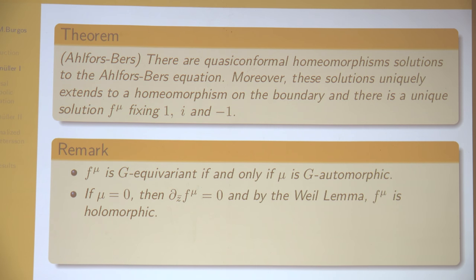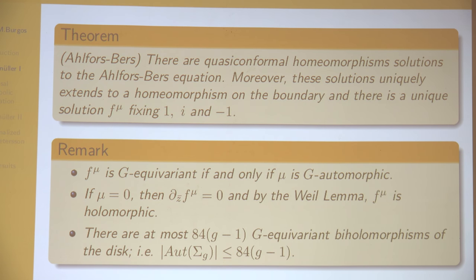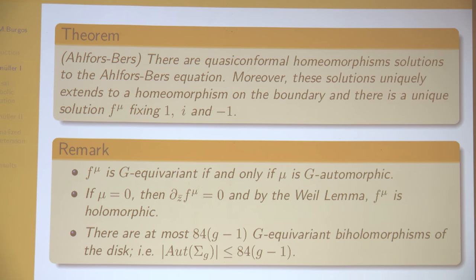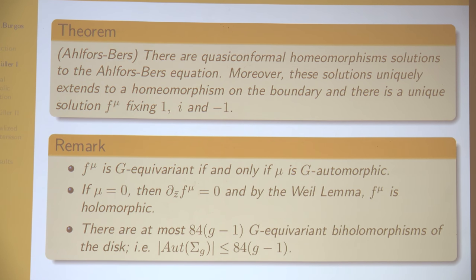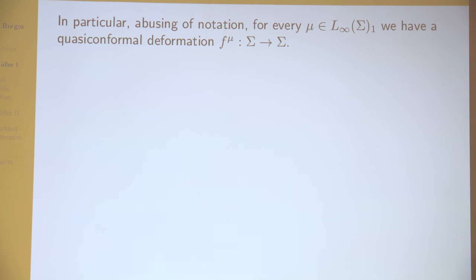If mu equals 0, then we have the Cauchy-Riemann equations in the weak sense. By Weyl's theorem, F is a holomorphic solution in the strong sense. And there are non-trivial automorphisms of the curve, and there are at most 84 times (G minus 1) of them. It's an open problem to know for which particular G's this is an equality.